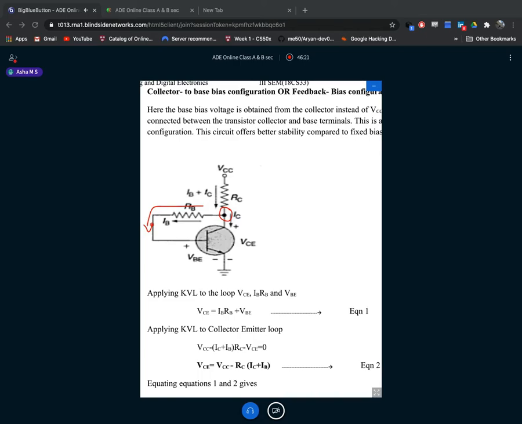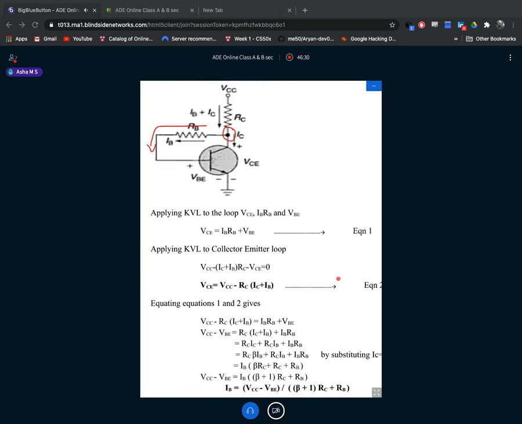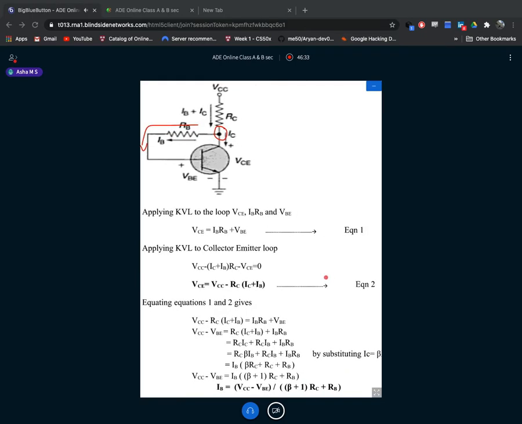Now, as we are done with the diagram of this collector to base bias, coming to this resistor, it is called RC. The current flowing through RC we are naming as IB plus IC, because at this junction the current is getting split. Whatever current flows towards the base terminal we call IB, and whatever flows towards the collector terminal we name IC. So the current through RC is IB plus IC. This is all about the diagram.